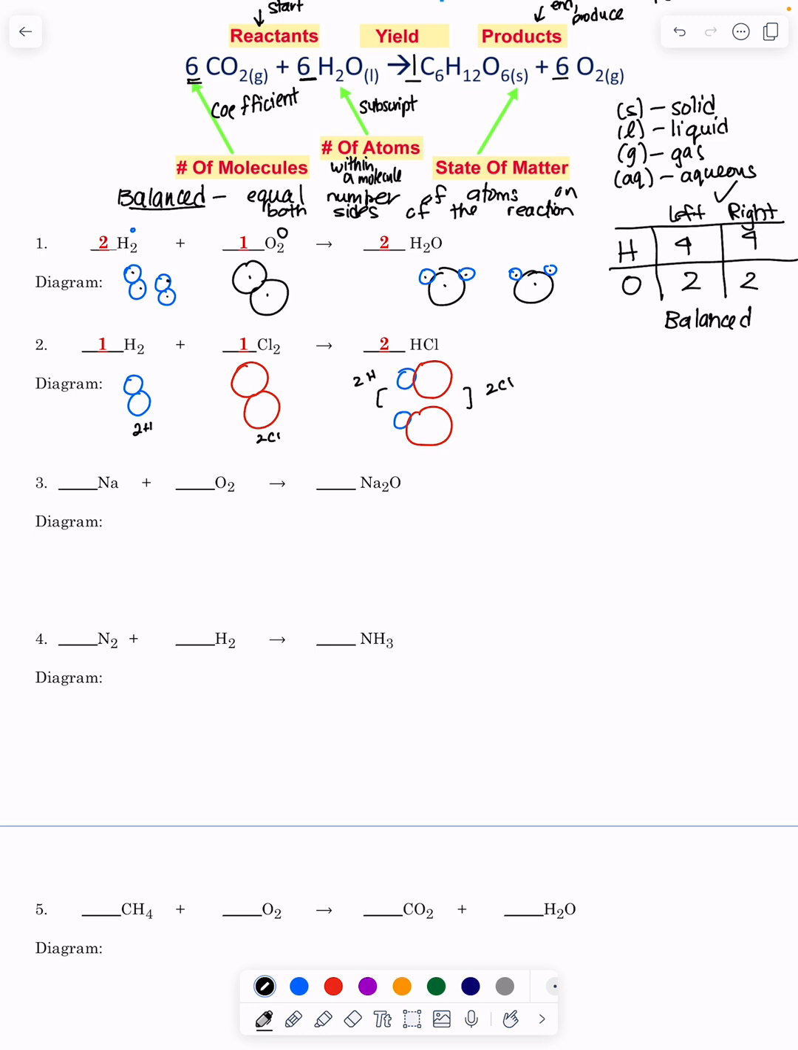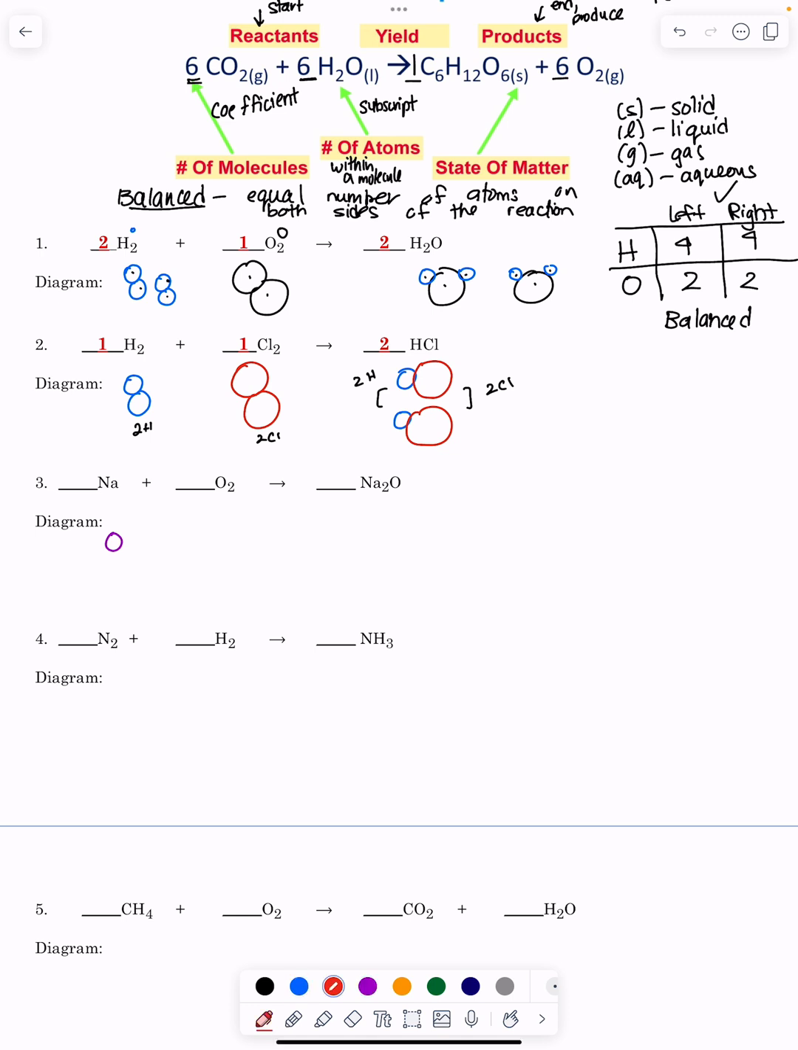These equations are balanced. Now, how do you balance an equation if not already given these coefficients? And that's what we're going to do in questions 3 and 4. So for 3 and 4, I always like to start out by drawing each of the particles given in the equation. So we have Na on the left side, which I'll make a purple circle. We have O2.